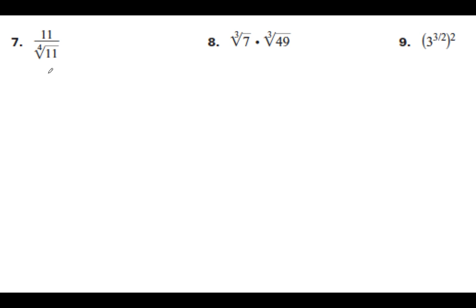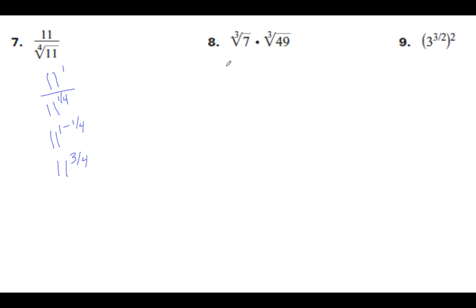All right, so we're going to take this, we're going to rewrite this a little bit. We're going to make this 11 to the 1st power divided by 11 to the 1/4 power. Okay, so bases are the same, so we are going to subtract the exponents, 1 minus 1/4, for a final answer of 11 to the 3/4 power.